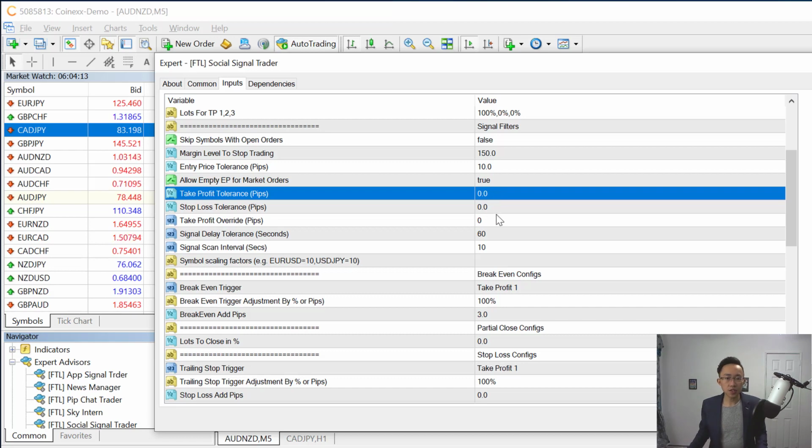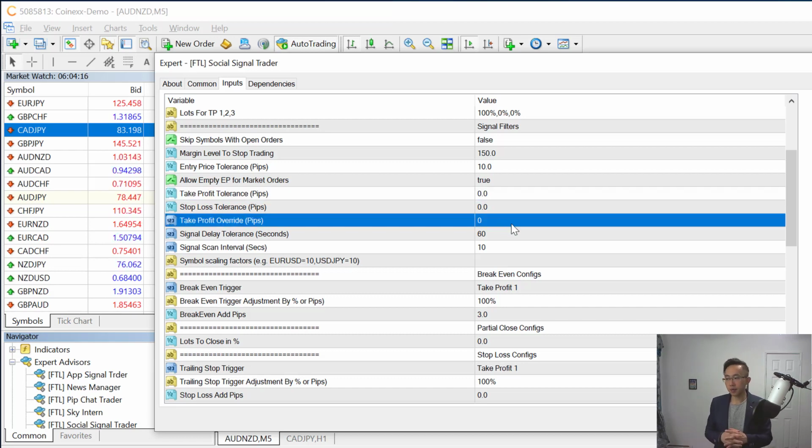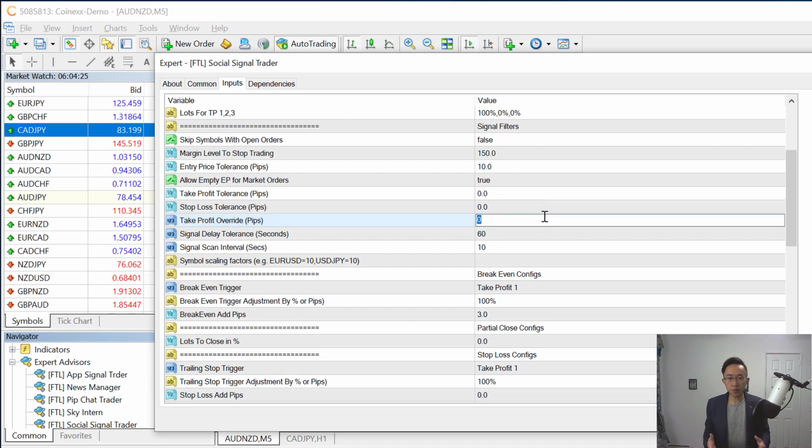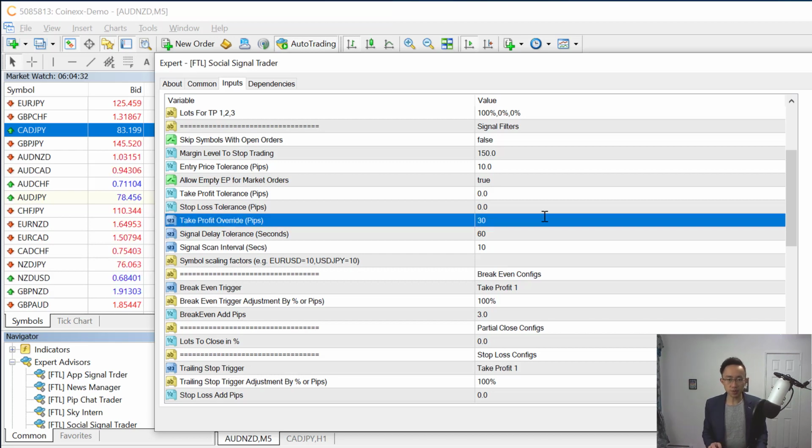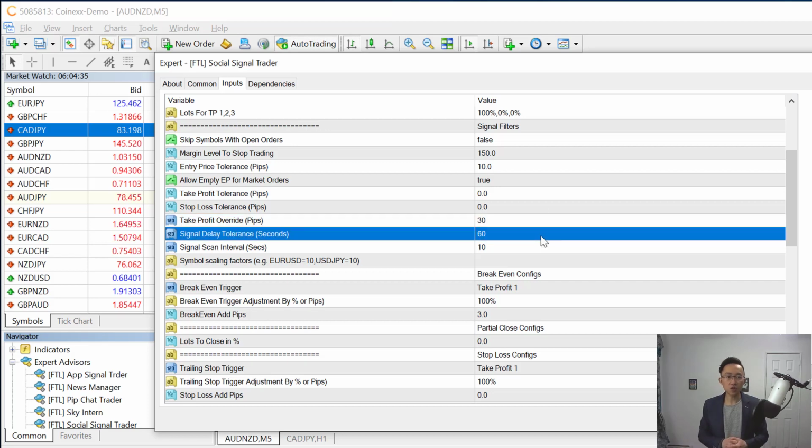Okay, now take profit override. Sometimes traders have their take profit 1, 2, and 3, but you can actually override that by the number of pips. So let's say you want to set all the signals to take profit at 30 pips. You set it over here, put in 30, then it will do it for you.